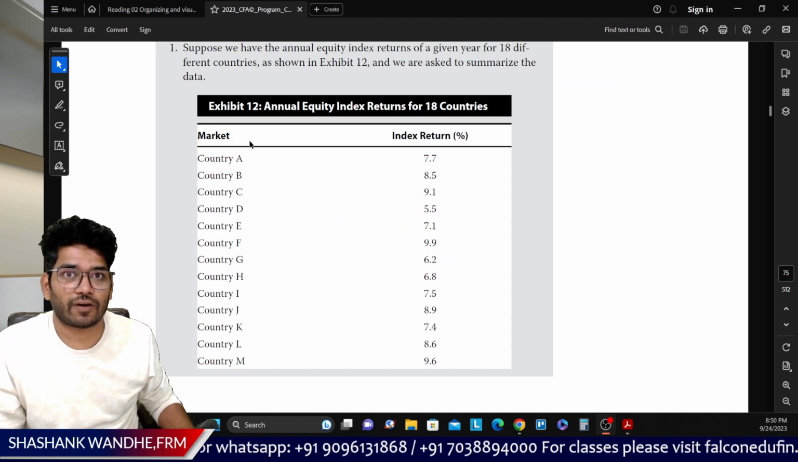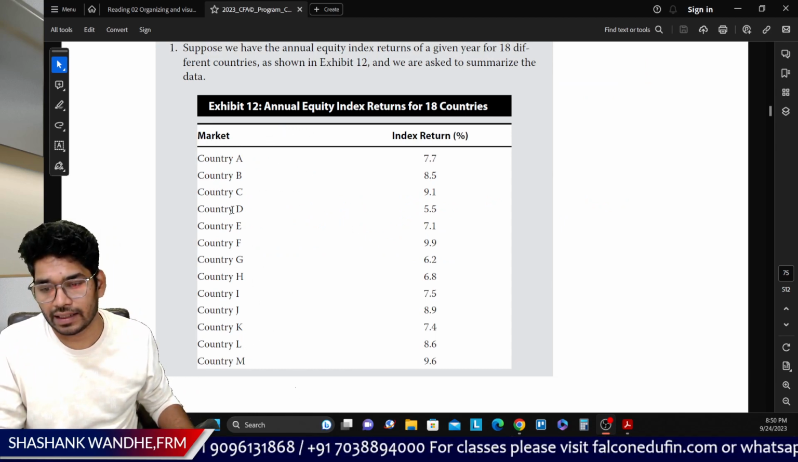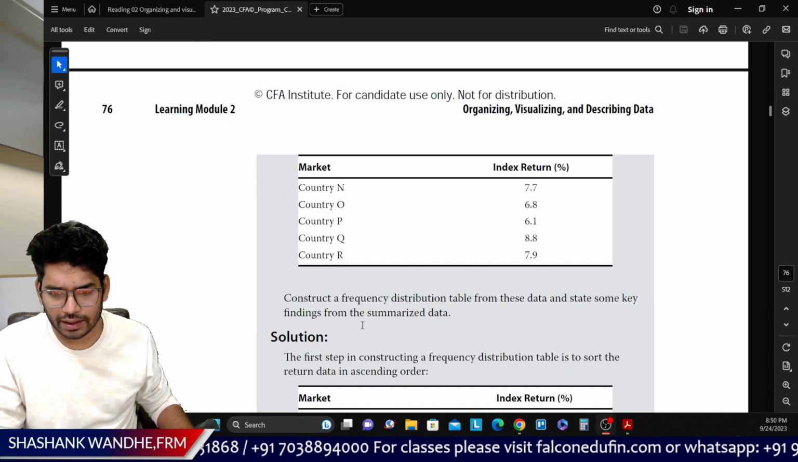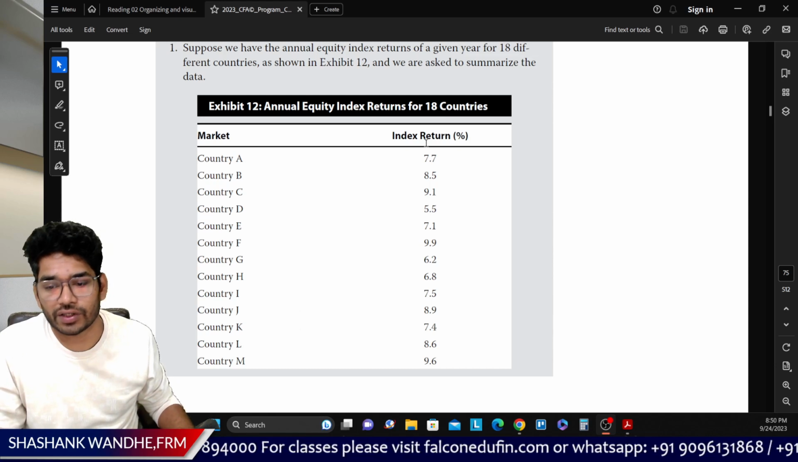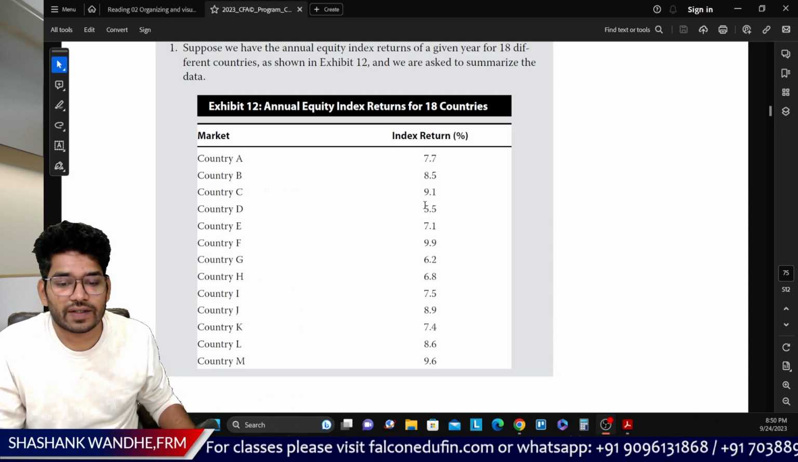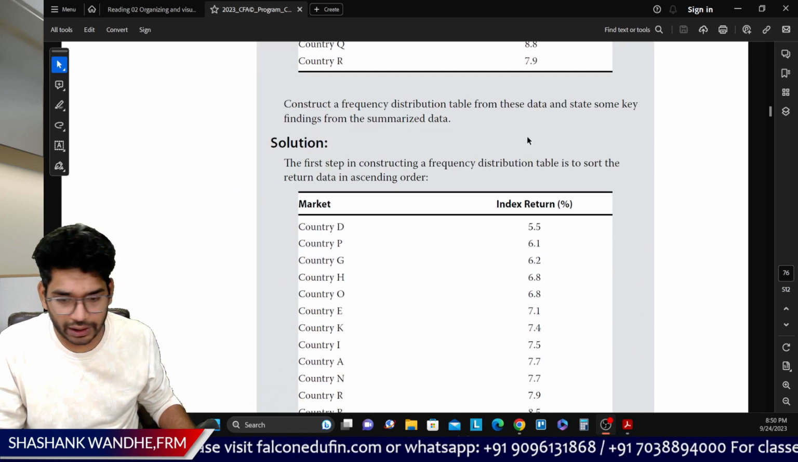Now this is the example from the CFA curriculum book. Just see here. This is the market of country A, B, C, D and so on till M. And then we have the index return for the specific country. Now it starts with 7.7% and so on. So here you have all the index returns.